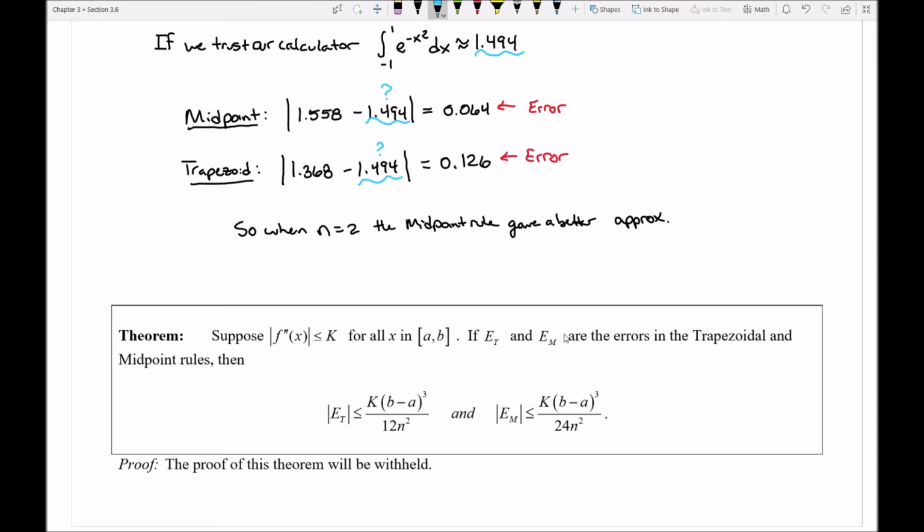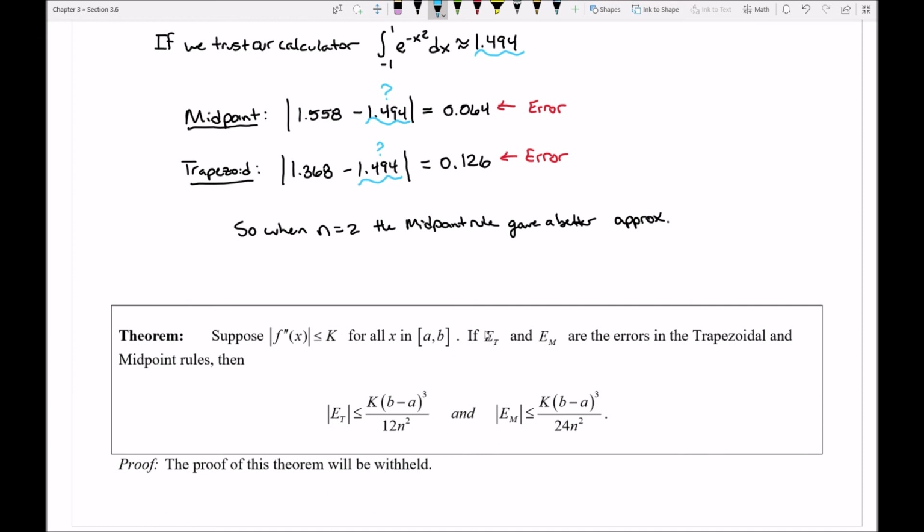Now, we're not going to be able to prove this theorem in the notes here, but we can take a look at what it says and what it's really good for. Let's see what we got here. Suppose, it says at the onset, that the absolute value of f double prime of x is less than or equal to K for all x in a to b. Okay, let's just ignore that statement for the moment, and keep reading, because this is kind of strange.